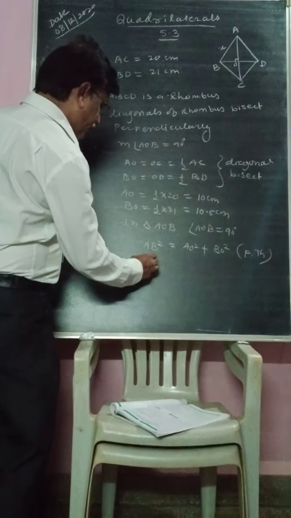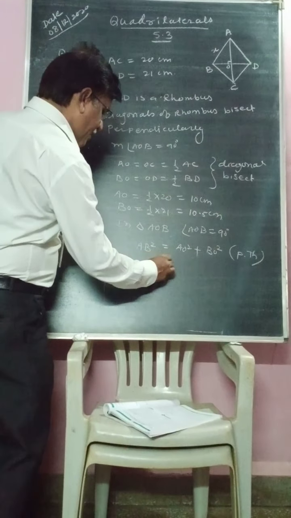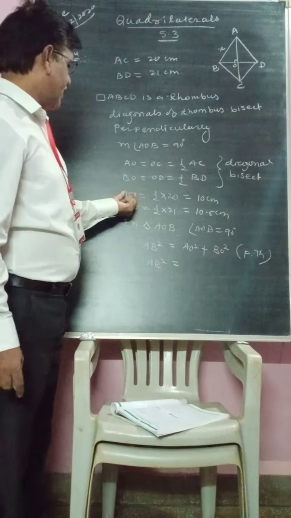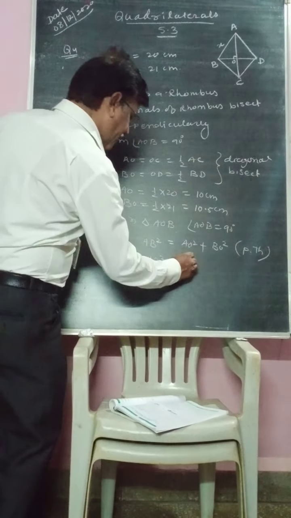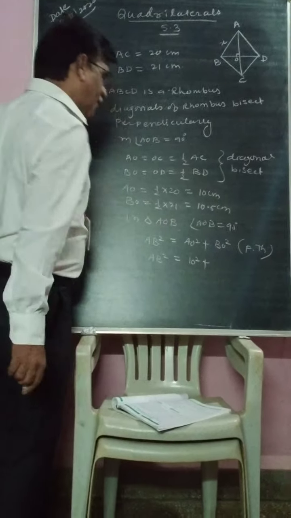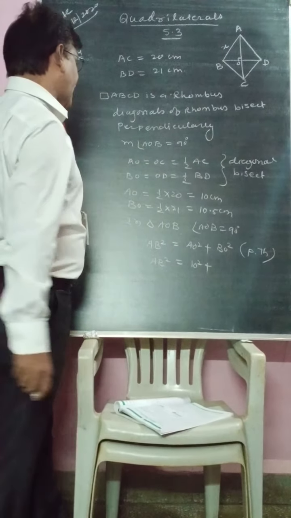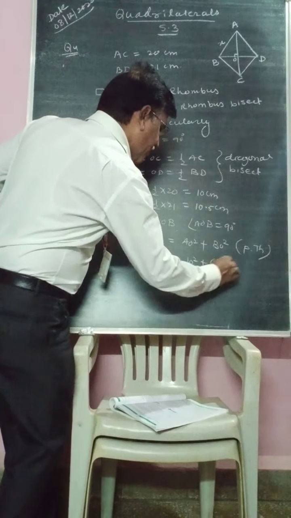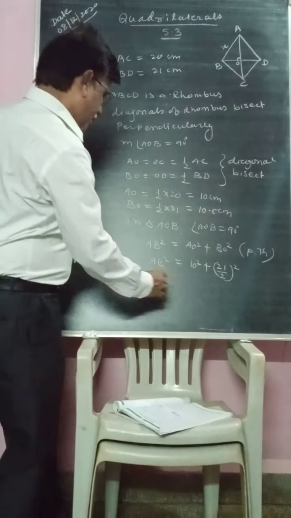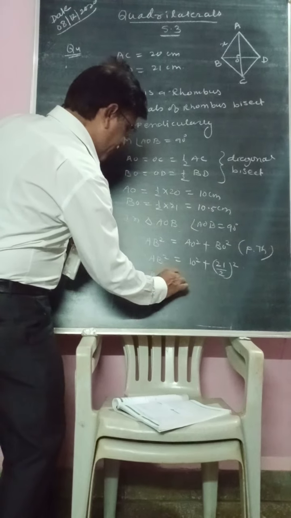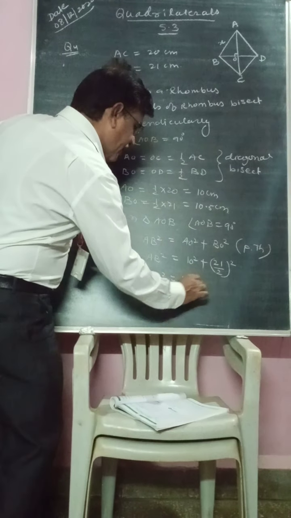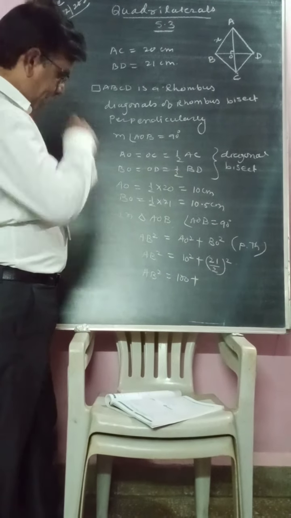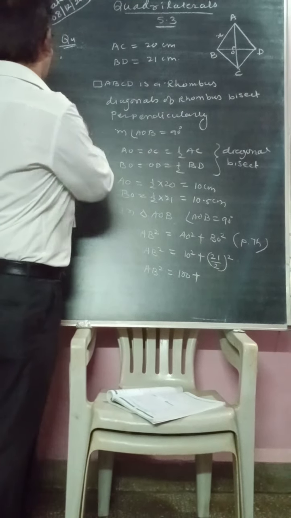So therefore AB square is equal to, AO we already found out here is 10 centimeter, that is 10 square, plus 10.5, which means 21 by 2, square. Okay, therefore AB square is equal to 100 plus 21 by 2 square. What is 10.5 square here?